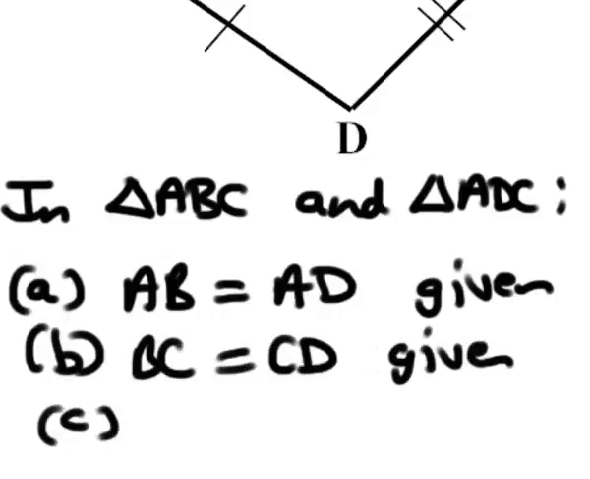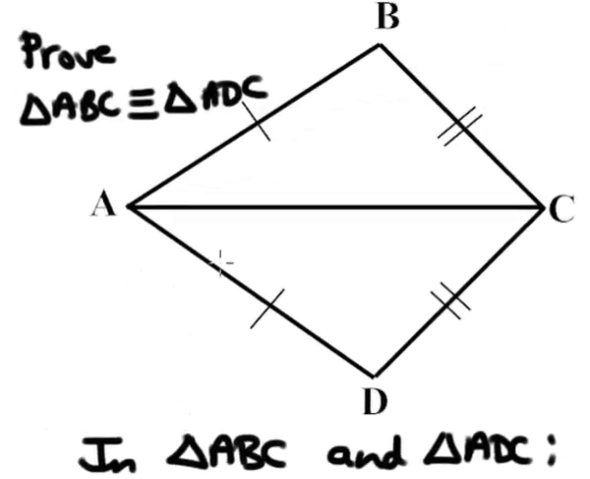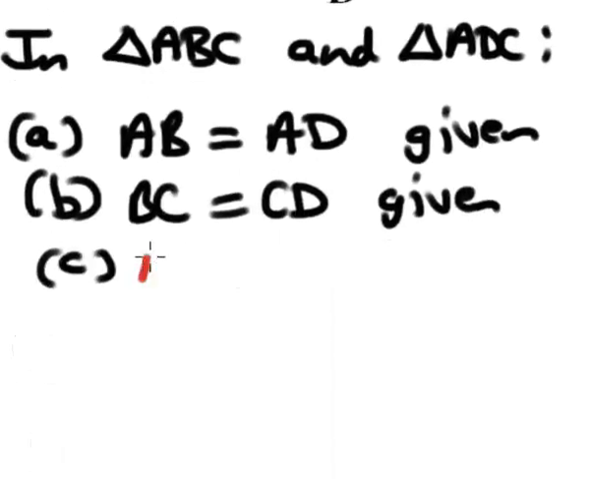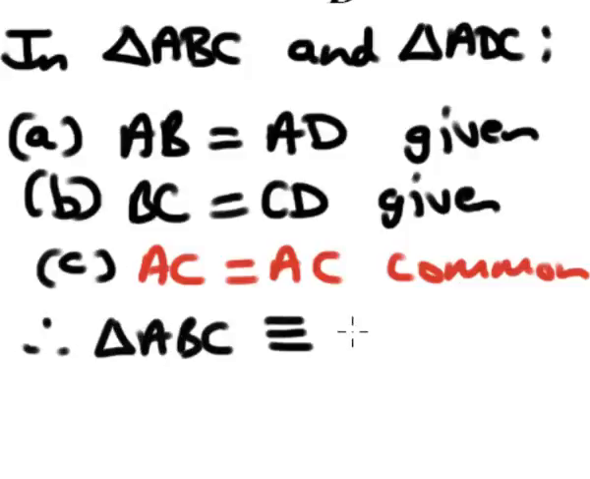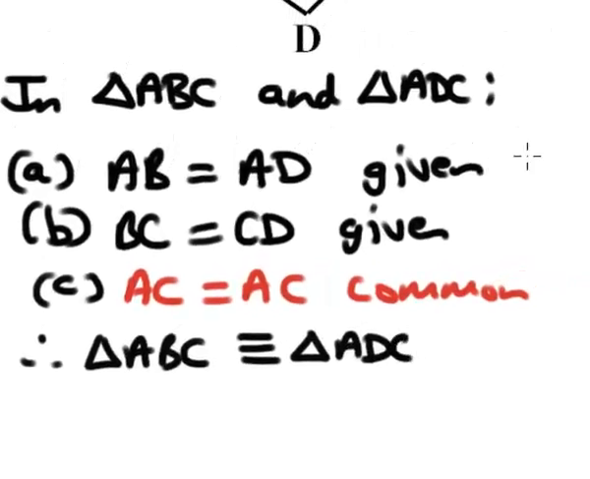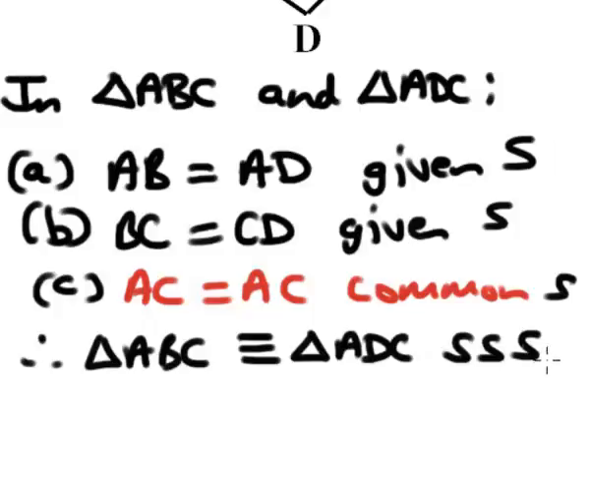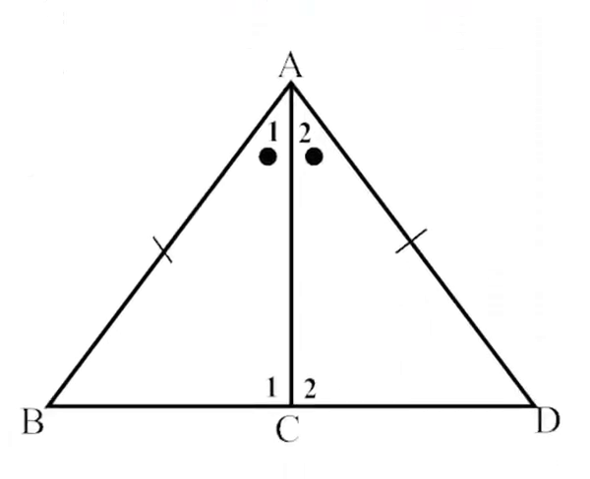And the third thing, which is quite interesting about these two triangles, is they share a common side. And so we can say that AC is equal to AC, and that's a common or shared side. And then we could therefore say that triangle ABC is congruent to triangle ADC, and we use the reason a pair of sides, a pair of sides, a pair of sides, side, side, side, and the triangles are congruent.